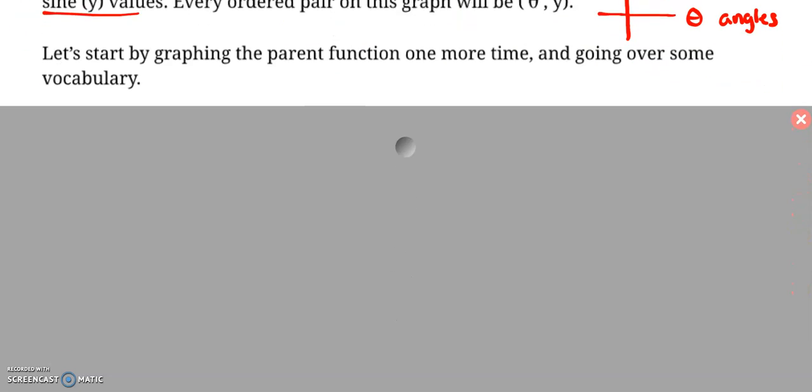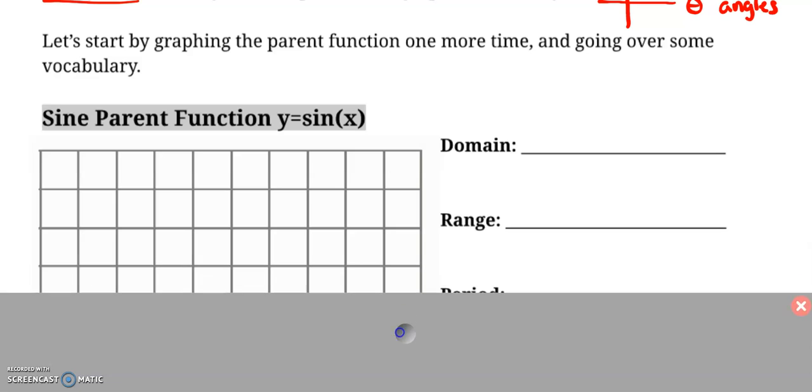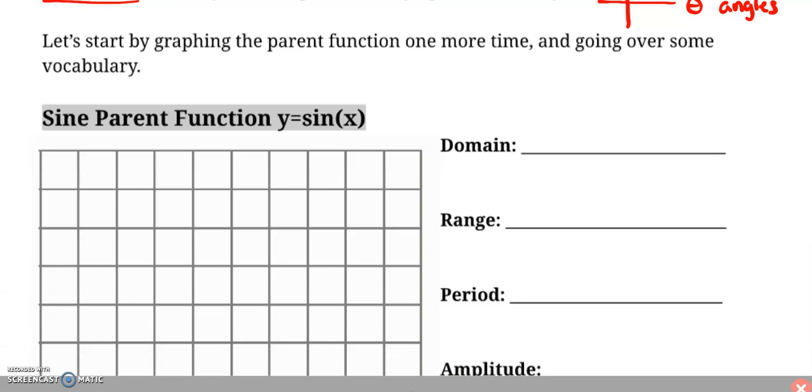So we're going to take a look at the parent function for sine right now, okay? So this is very important. Whenever we're talking about a parent function, we're talking about the general shape for every single graph. And so it's very important to have this shape firmly in your head as we begin to graph all sorts of different transformed sine functions.